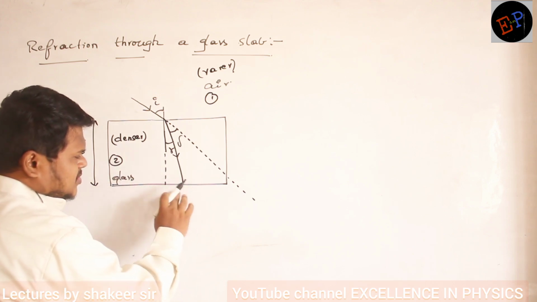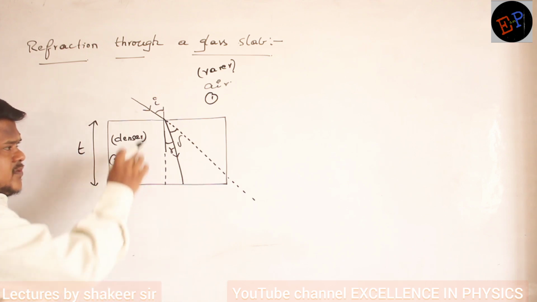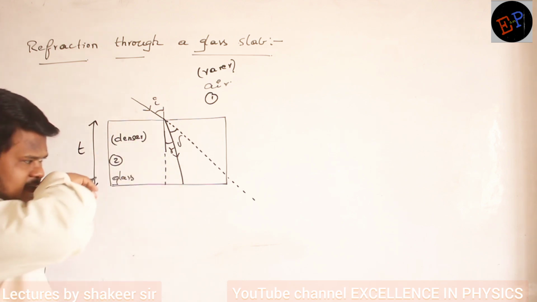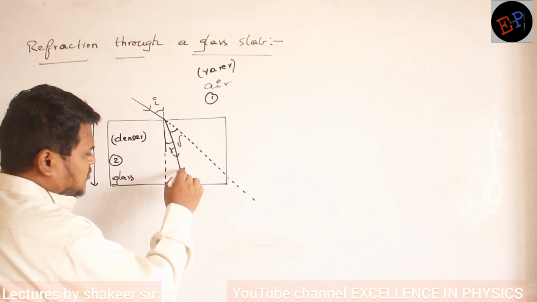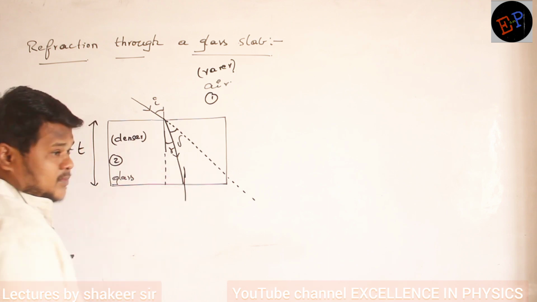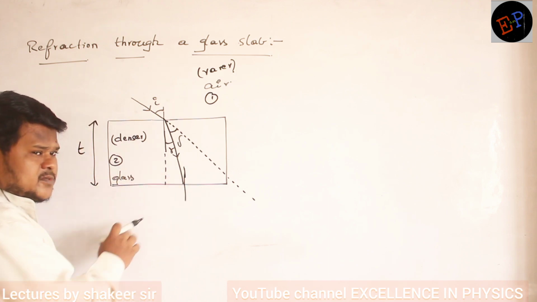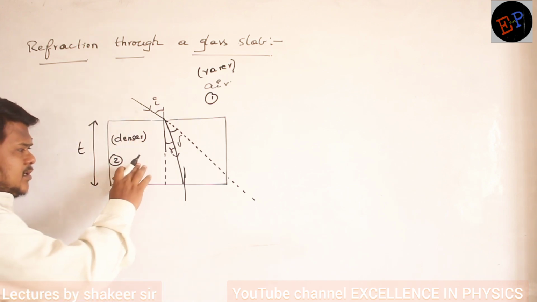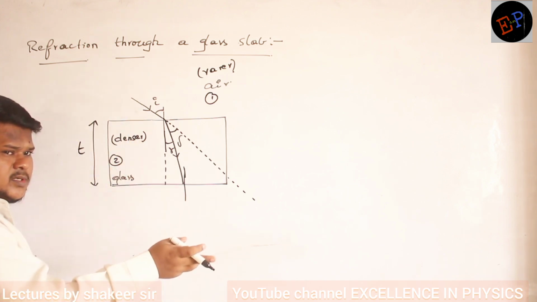And again it is reaching the second surface. This is the first surface of the glass, and this is the second surface of the glass. Now here I have to draw one more normal. Now light is entering from which medium to which medium? Light is entering from denser medium into rarer medium.